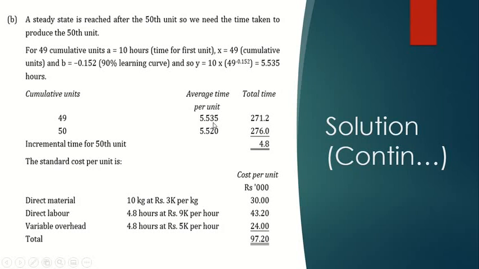So how to find it? We want to find the total time first. So 49 should be multiplied by the average time, so we can find 271.2. 50 should be multiplied by 5.520. It is 276. So the difference between this total time, here you can see if we produce 49 units, our total time will be 271.2. If we produce 50 units, our total time will be 276.